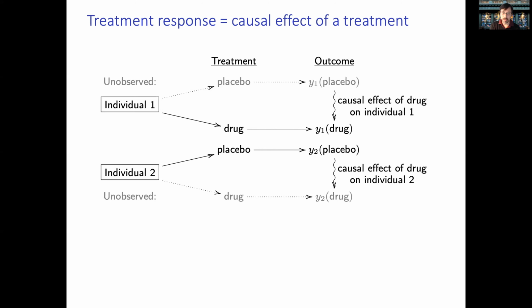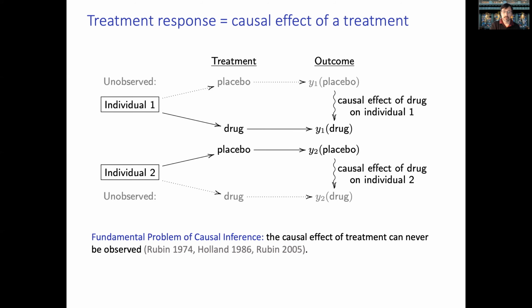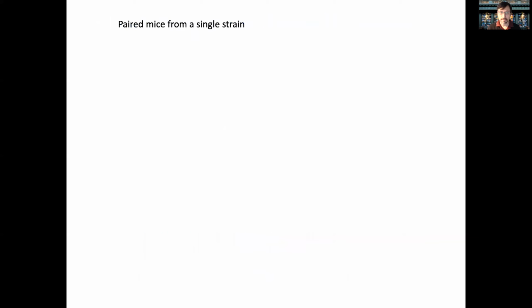Obviously, you can't do this because it involves things that you can't see. And a fundamental problem of causal inference is that the causal effect of a treatment can never be observed. But we can estimate an average treatment effect, but only when 1 is a good match for 2, only when the 2 individuals act as kind of counterfactuals for each other. So a natural version of this in mice would be paired mice from a single strain.